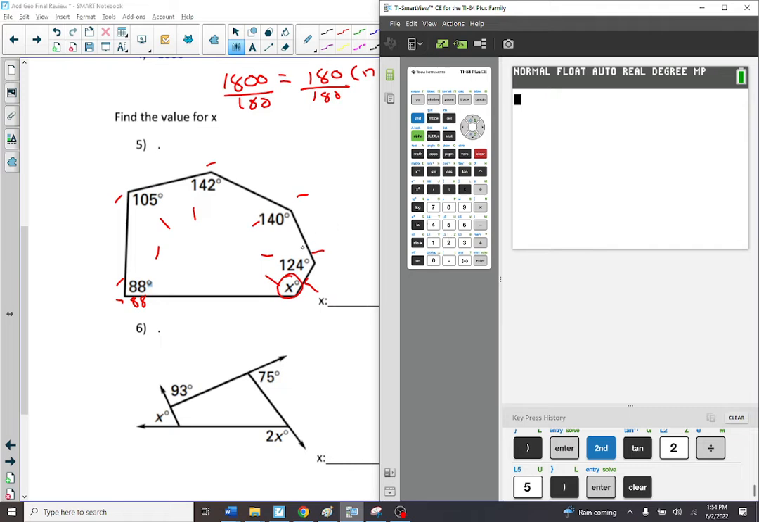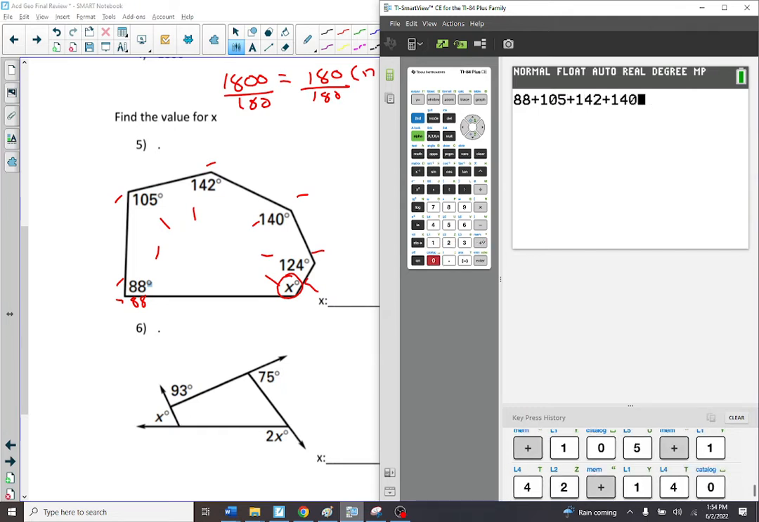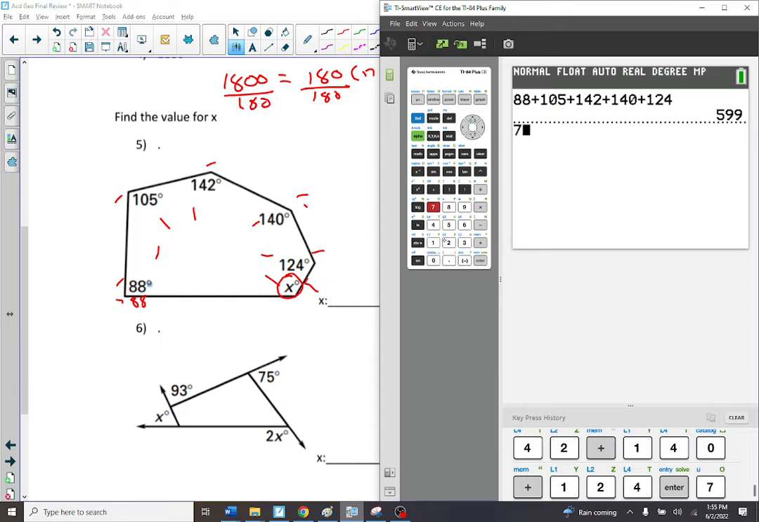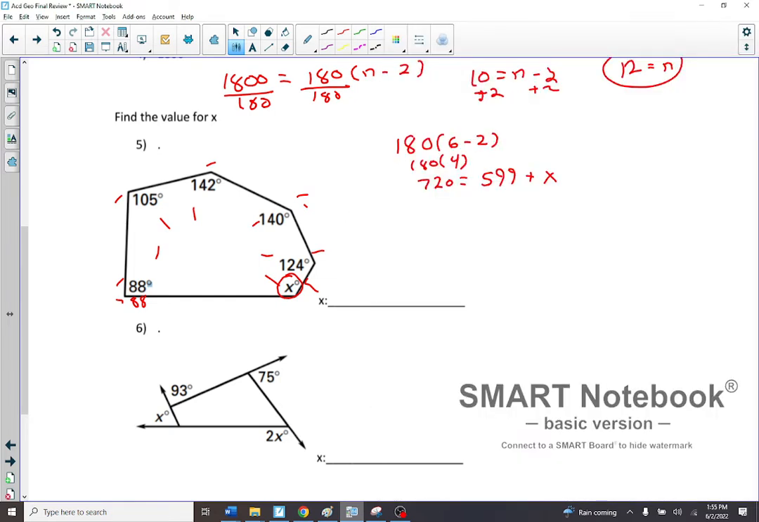So it is 88 plus 105 plus 142 plus 140 plus 124. Those are all my pieces. So that's going to be 599 plus x. Now I need to get x by itself. So what I'm going to do to both sides? I'm going to subtract. So 720 minus 599 should be 121. So your answer is 121.